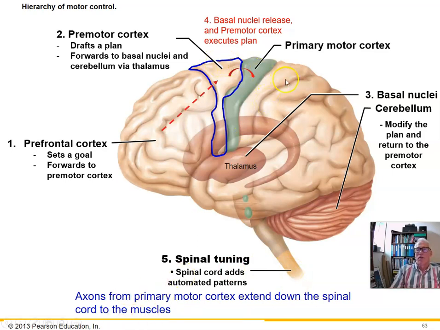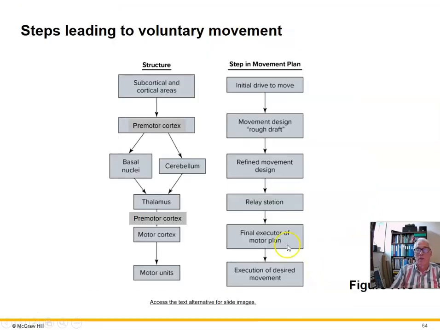So axons from the primary motor cortex, I didn't want to make this drawing get too crazy, but all this green area has all axons that travel straight down through the spinal cord to the level of the skeletal muscles in question, and then motor neurons then activate those skeletal muscles. So here's just a box diagram of that same thing happening.